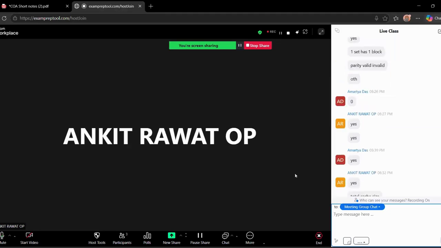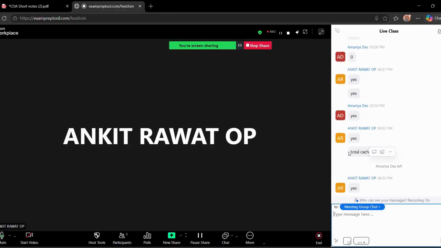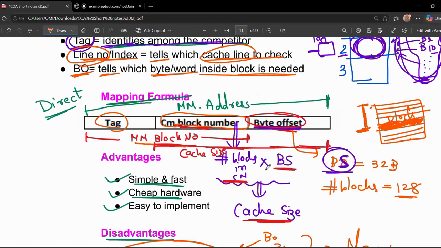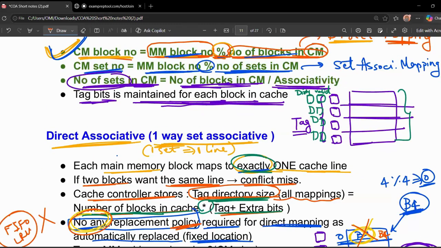So this is all about your direct mapping. Now we will see the next mapping: set associative. In set associative mapping, your entire cache is divided into sets, and each set has k lines.